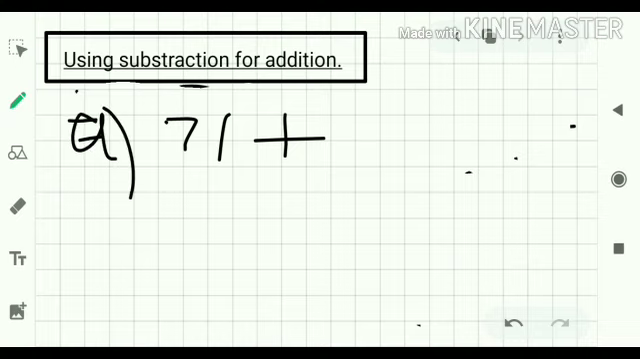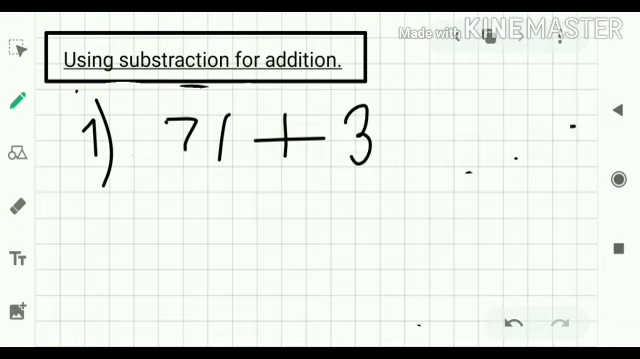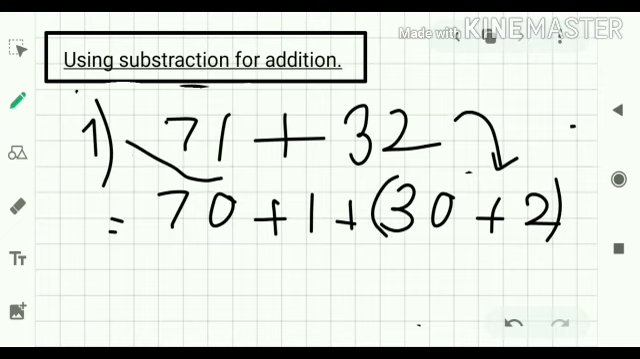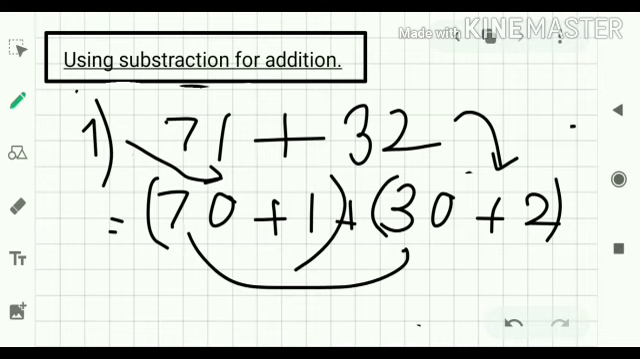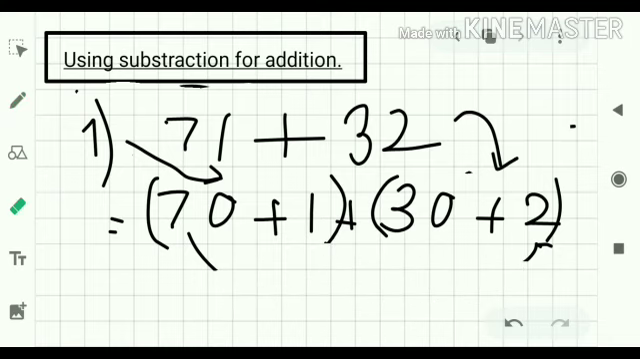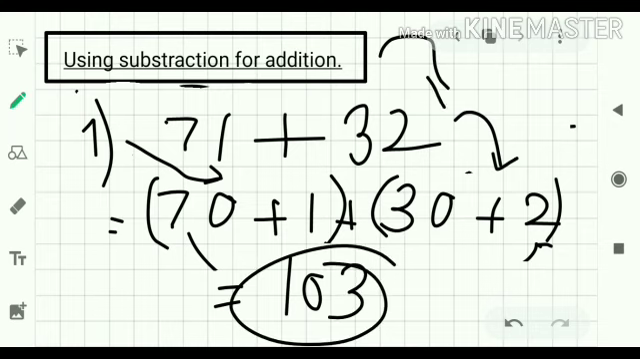For example, if we are taking 71 plus 32, what can I write this as? I can write this as 70 plus 1, and this as 30 plus 2. 32 can be written as 30 plus 2, and 71 can be written as 70 plus 1. Now see, 70 plus 30 is 100, and 2 plus 1 is 3. So the overall answer is 103. But this isn't an application of using subtraction for addition.